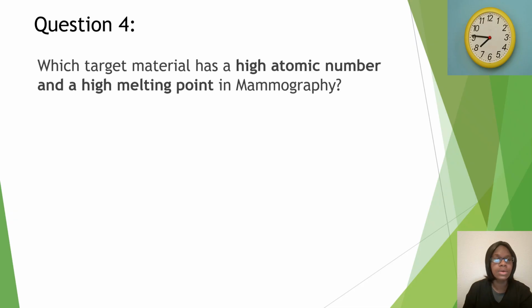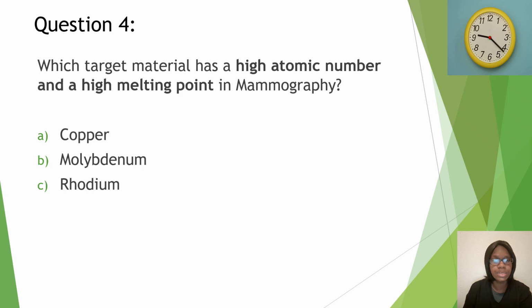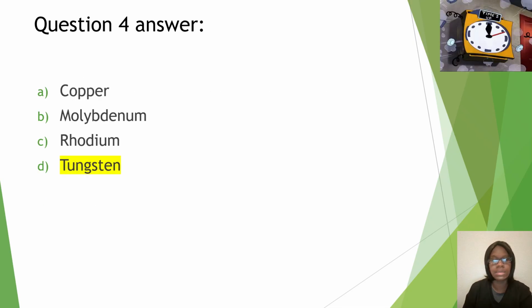Question 4. Which target material has a high atomic number and a high melting point in mammography? A, copper. B, molybdenum. C, rhodium. D, tungsten. All right, the correct answer is D, tungsten.